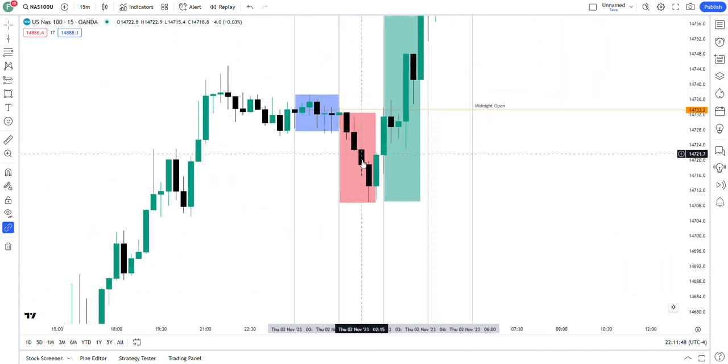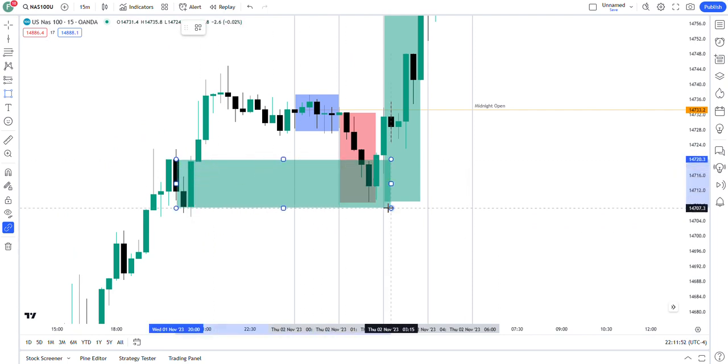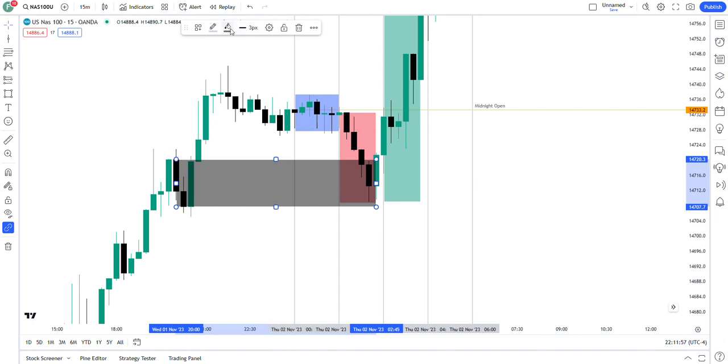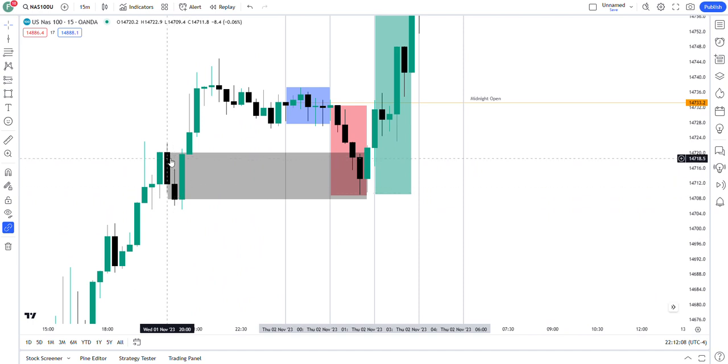You've got accumulation here, manipulation to the downside. See these two candles here? These represent an order block. And what I'm going to do, I'm just going to draw that in this color, and I'll just decrease that opacity. So notice we've got this order block here. That's really important. And all I've done, I've marked the bodies. ICT uses the bodies. So I've marked both bodies, top and bottom.